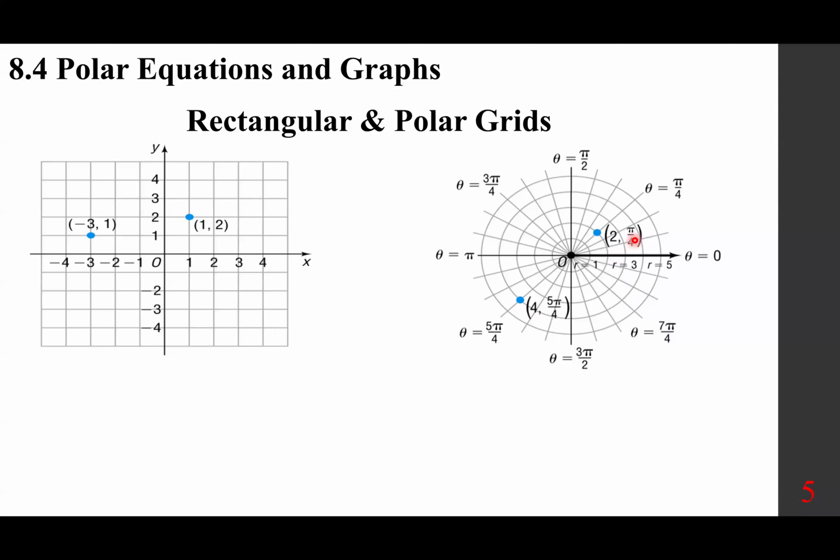So if you want 2, pi over 4, first, you come up with the angle pi over 4 and you count 2 tick marks. You want 5, pi over 4. First, you find 5 pi over 4, this angle. And then you start counting 4: 1, 2, 3, 4 tick marks.